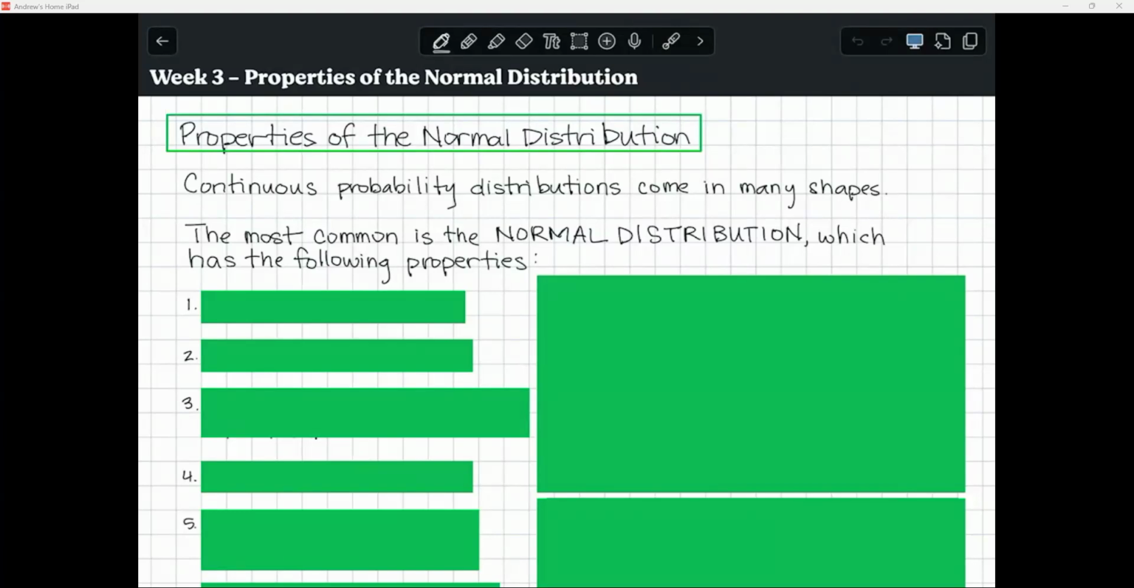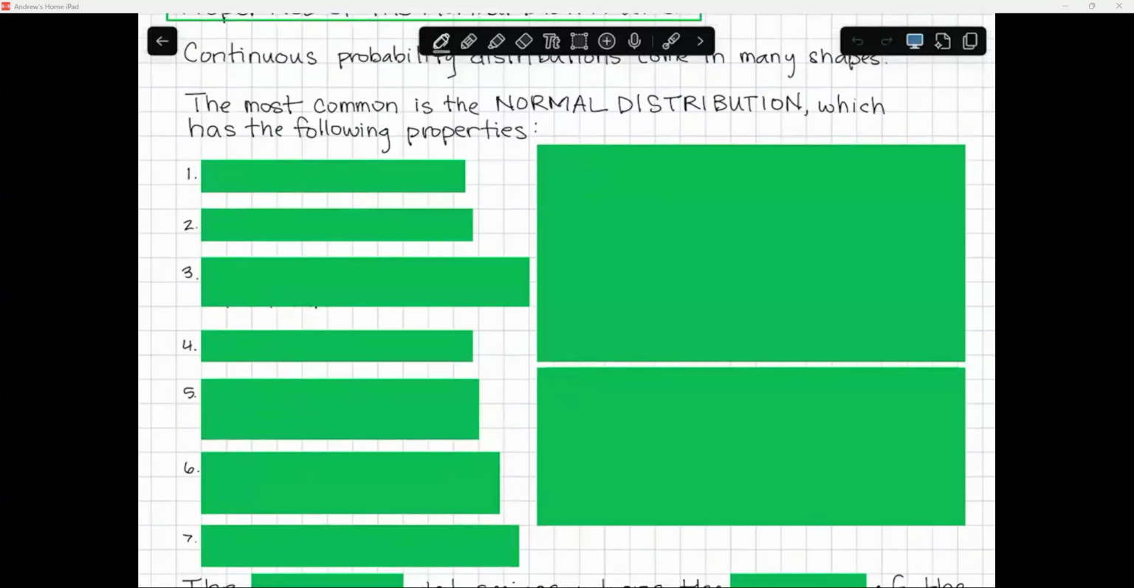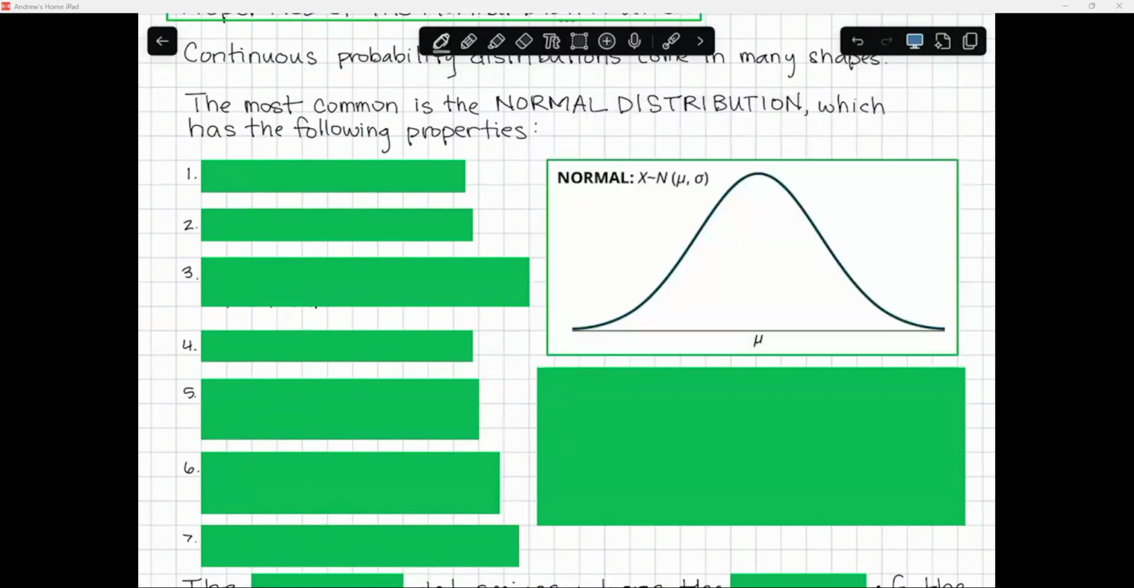The most common continuous probability distribution we're going to see is the normal distribution. Almost everything we're going to do from this week onward is based on the normal distribution. And it has 7 defining properties. Let's take a look at the picture first. I'm sure we all recognize it. This is the picture from your textbook. And these 7 properties describe that very specific shape.